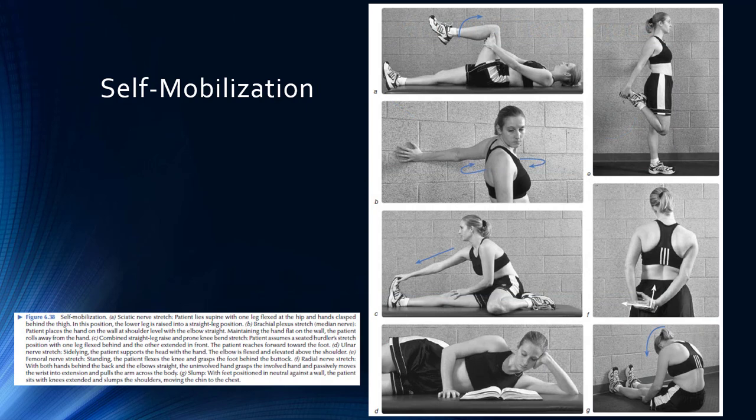There are other techniques for self-mobilization that patients can do at home. These include A, the sciatic nerve stretch, B, the brachial plexus stretch for the median nerve, C, a combined straight leg raise and prone knee bend stretch, D, the ulnar nerve stretch, E, the femoral nerve stretch, F, the radial nerve stretch, and finally, G, the slump test with the feet positioned neutral against the wall.